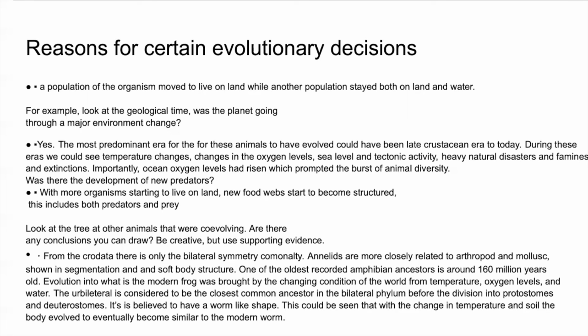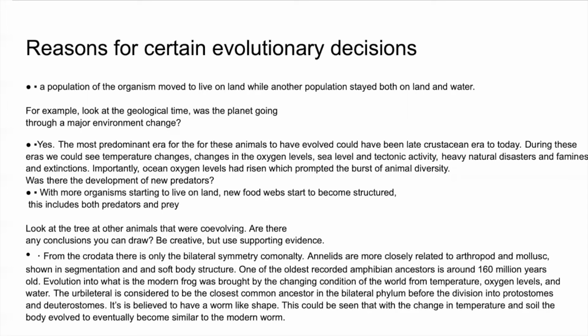Evolution into what is the modern frog was brought by changing conditions of the world from temperature, oxygen levels, and water. The bilaterian is considered to be the closest common ancestor in the bilateral phylum before the division into protostomes and deuterostomes. It is believed to have a worm-like shape.